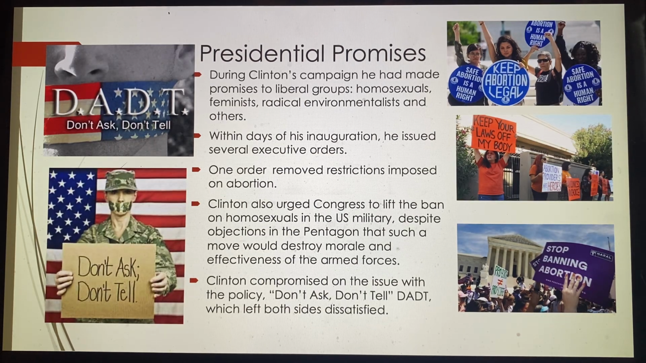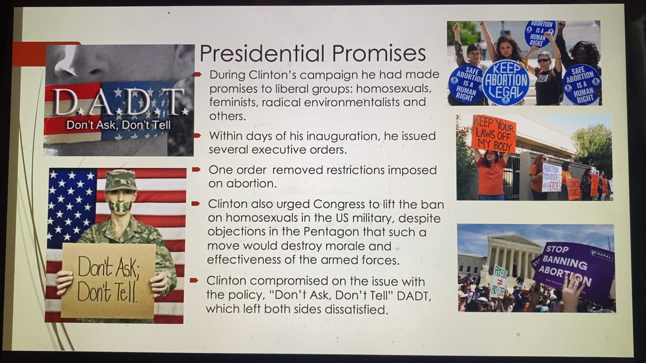Presidential promises. During Clinton's campaign, he made promises to liberal groups such as homosexuals, feminists, radical environmentalists, and others. So here we have, of course, making promises to them. Within days of the inauguration, he issued several executive orders. One order removed restrictions imposed on abortion. Clinton also urged Congress to lift the ban on homosexuals in the U.S. military, despite objections in the Pentagon that such a move would destroy morale and effectiveness of the armed forces.